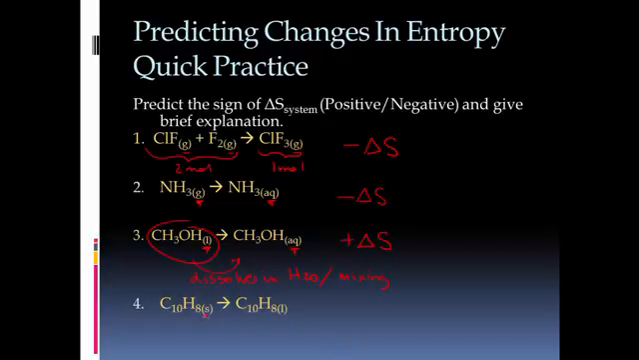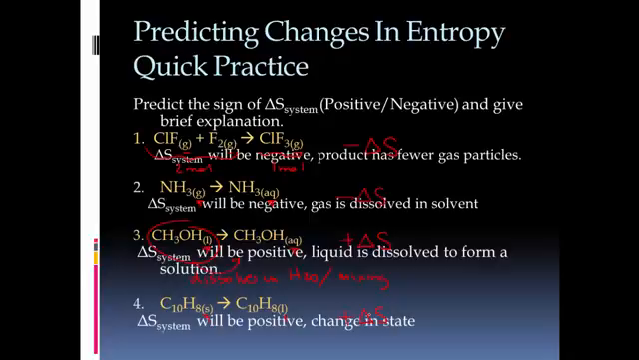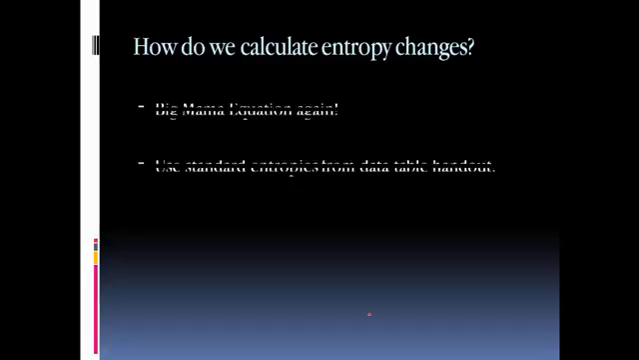Finally, our last one is going from solid to liquid. That's more motion. More motion is a positive delta S value. So there's all those answers there. How do we calculate this? So, of course, we're in chemistry. Chemistry is like a math class. We always want to calculate it. We're going to use that Big Mama equation that we learned earlier.